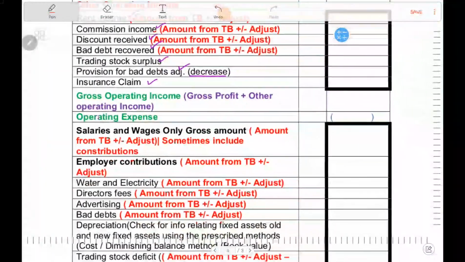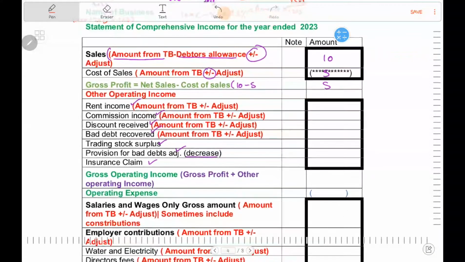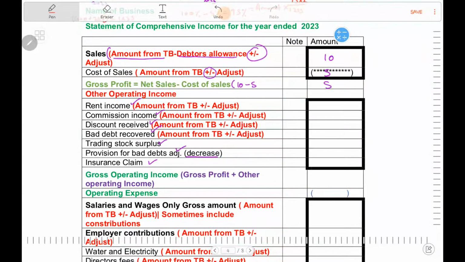Then let's talk about the gross operating income. Now, to find your gross operating income, you are going to take your gross profit, then add it to your operating incomes, and that will give you your gross operating income. So let's assume that here it's 2, then it means that 5 plus 2 will give us 7.